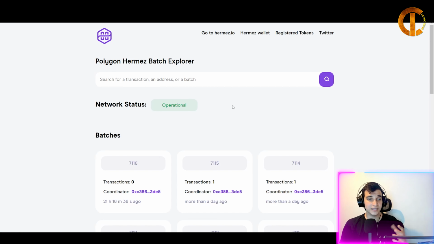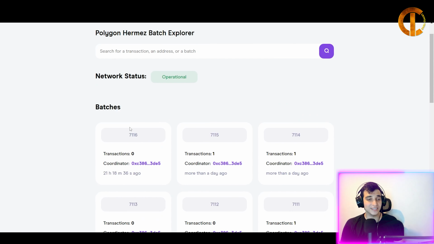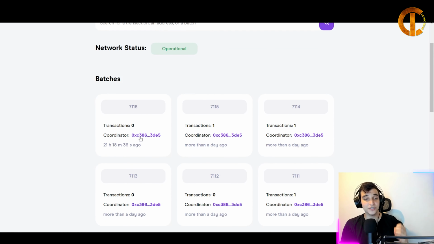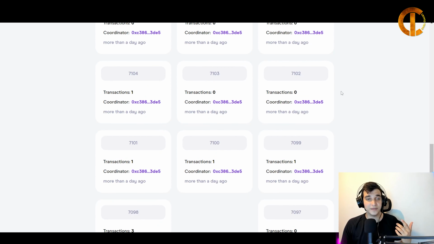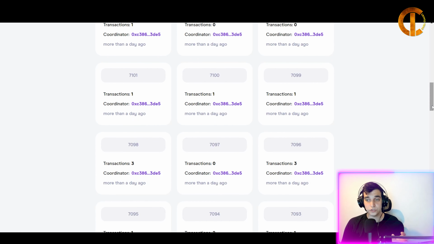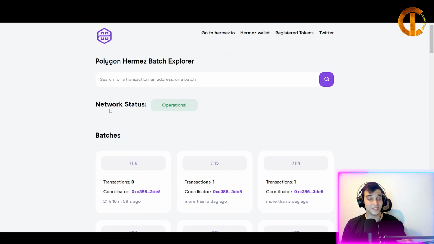Explorer. And when you click in here, you will be able to see that it's actually opened, and then you will be able to see different batches, and you can see the transaction of this coordinator. You can see that there is one transaction for this coordinator, and you can actually see the address in here. It was more than a day ago, and you can see also the timing here, and that way you will be able to stay on point on what is actually going on in here. And as you can see, the network status right now is operational.